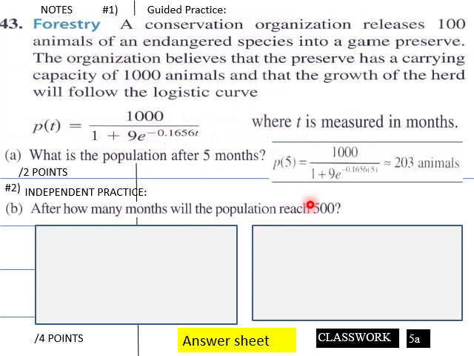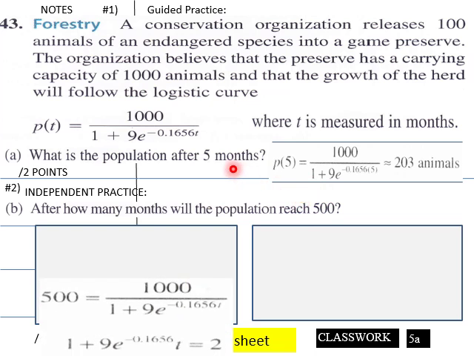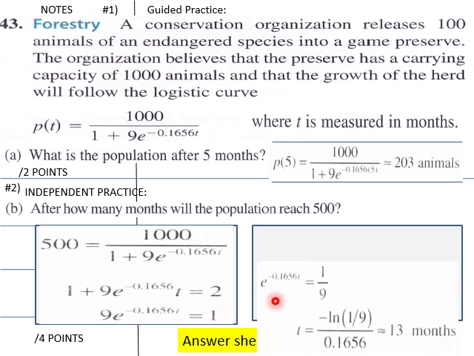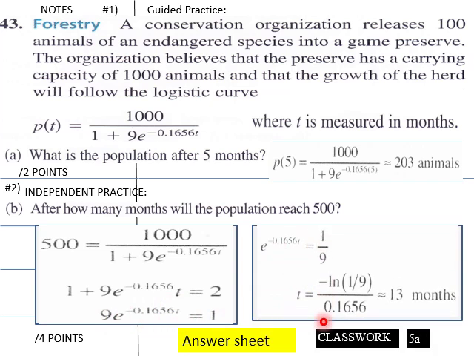After how many months will the population reach 500? So now we make 500 equal this function here to solve for t. And what we do, we move this over here, and then move this over here, and then we move our 1 over here, then we end up with this here, 9e, then we divide through by 1 over 9, and then t would equal negative natural log 1 over 9 over this amount. We get 13 months when it will get to be 500.